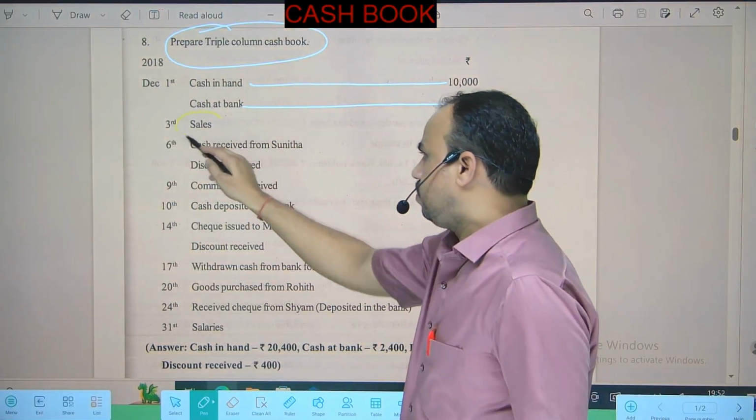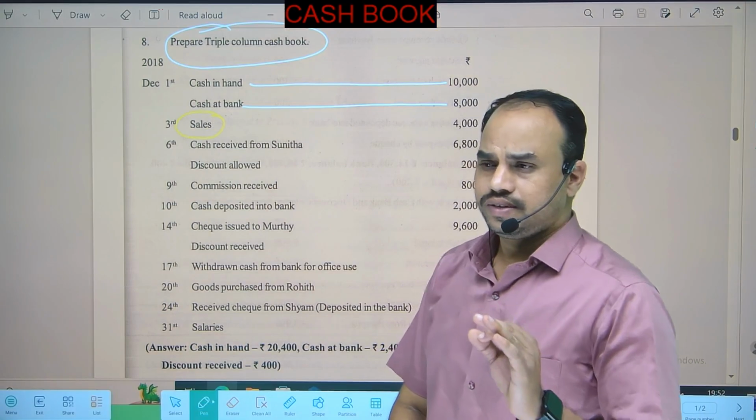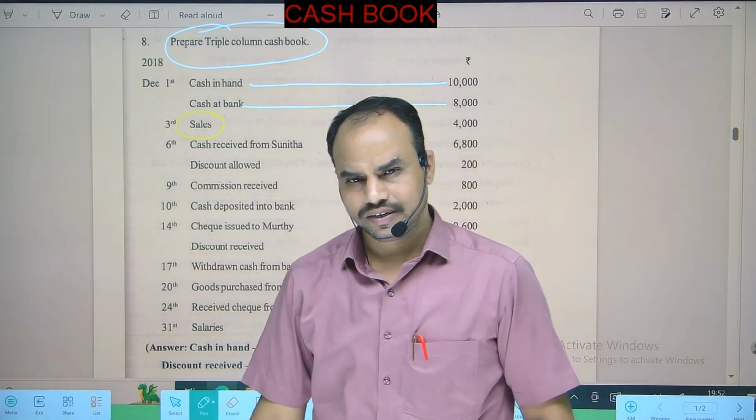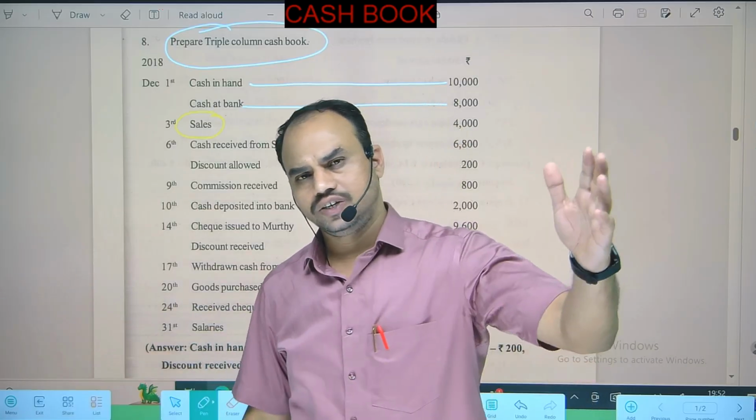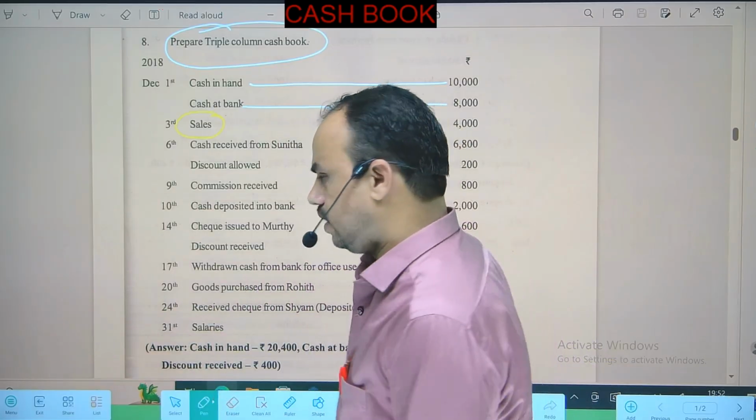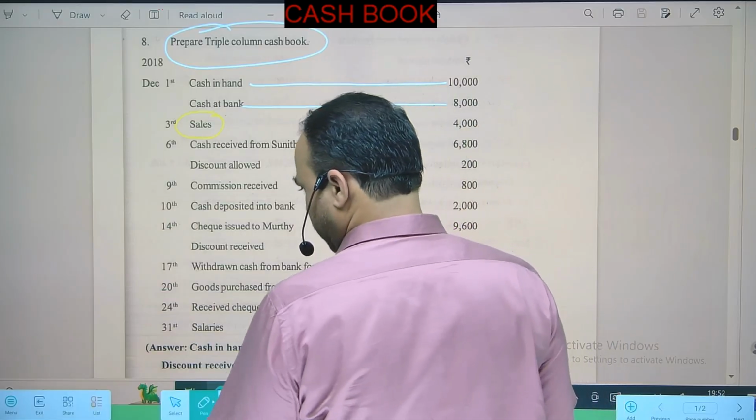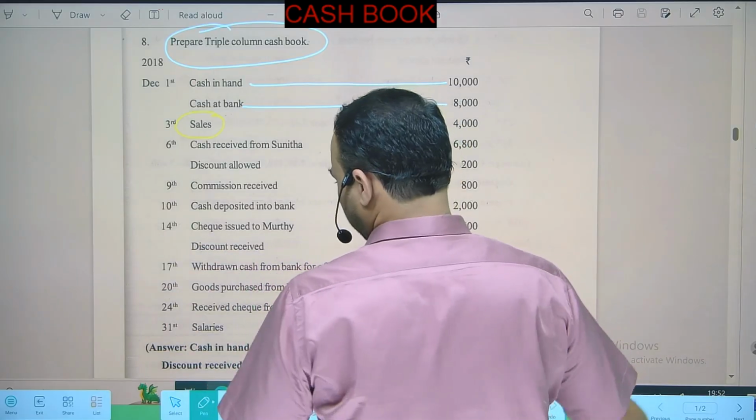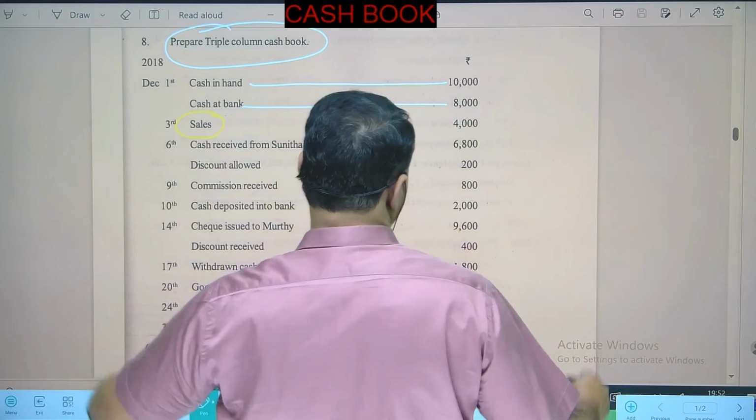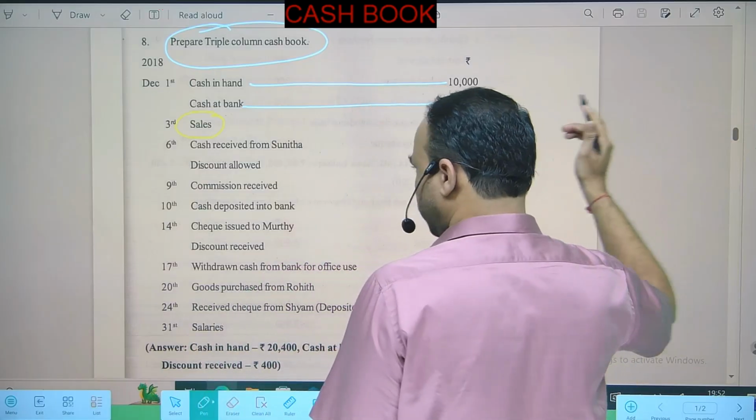Sales. What is sales? See, in the three column cash book also it is the same as before. When cash is coming into the business, we write on the debit side. When cash is going out of the business, we write on the credit side. For example, I'm standing here: to me, this side is debit, and that side is credit.